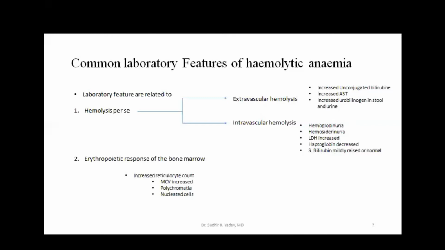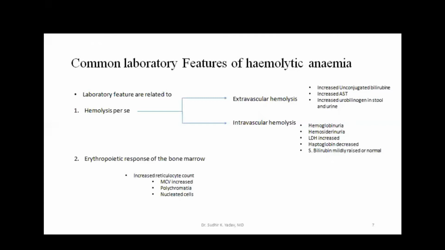MCV is the mean corpuscular volume. All the RBCs are taken together and divided by the total number of RBCs, which gives you the mean corpuscular volume. Reticulocytes are relatively immature, larger cells, and their number is more, so the average size of the whole RBC population will increase. So patients with hemolytic anemia will have a relatively high MCV. This can be confused with macrocytic anemia, the most common cause of which is B12 deficiency.